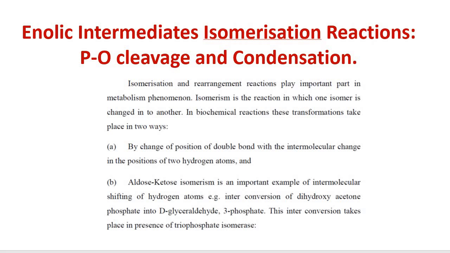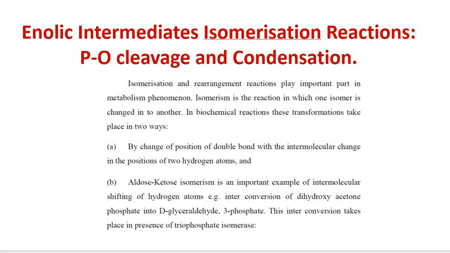You know, condensation, isomerization and rearrangement reactions play an important part in metabolism. Isomerism is the reaction in which one isomer is changed into another. In biochemical reactions, these transformations take place in two ways: by changing the position of a double bond with the intermediate change in the position of two hydrogen atoms, and aldose-ketose isomerism, which is an important example of intramolecular shifting of hydrogen atoms.